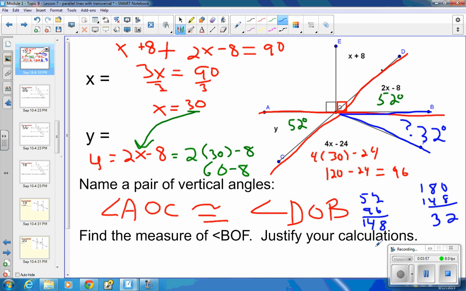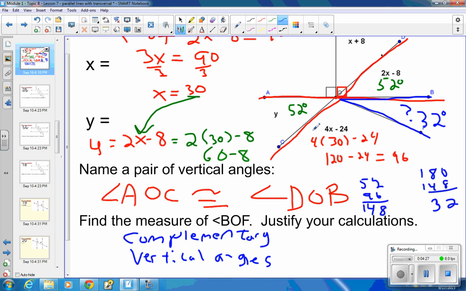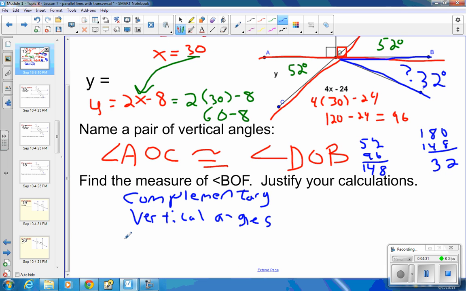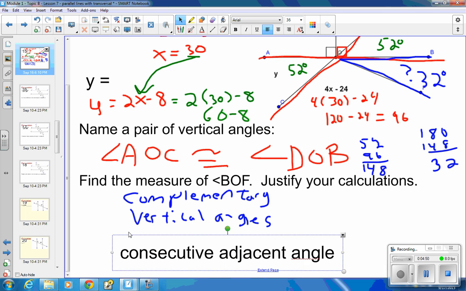And it says find the measure and justify all my calculations. So all the calculations that I did, I started by using complementary to get x. So I used complementary angles. And then I used vertical angles to find y. And the last thing I did was I used the consecutive adjacent angles on a line. So consecutive, okay, I should just type this. Consecutive adjacent angles on a line.